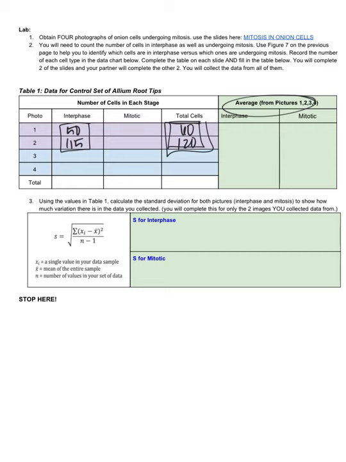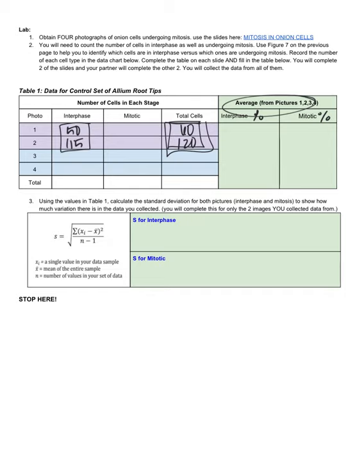So what we can do to make our data more accurate, so that the standard deviation isn't huge and we can compare our data between this first set and this first set, because you're each going to be finding a different standard deviation, is to find the percent of cells in interphase and the percent of cells in mitosis, which will be a little bit easier. So go ahead and calculate those. For example, 50 divided by 60 times 100%.